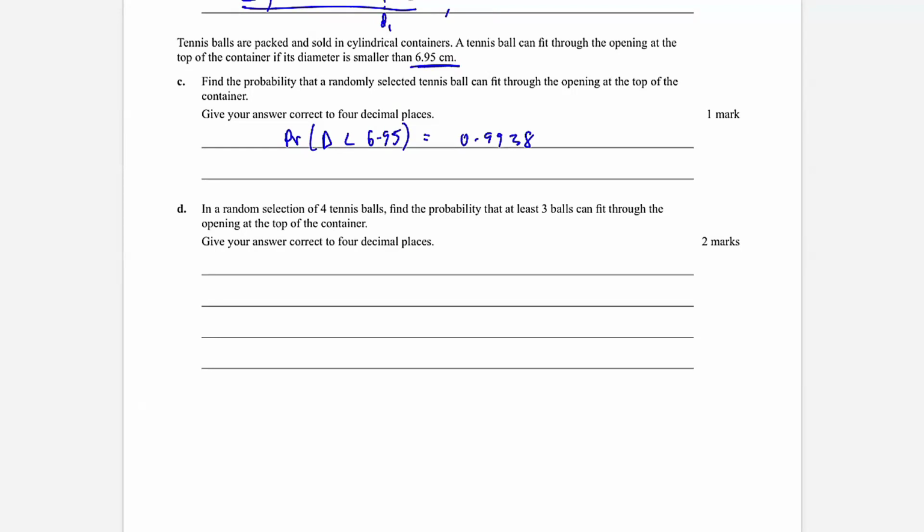And then for this one, you have a random selection of 4 tennis balls, so it's going to be a binomial. So let X be a binomial variable. And we have 4 trials. And then we know that the probability of a ball fitting into the container is this. That's going to be our p-value here. And then just solve that in the CAS.